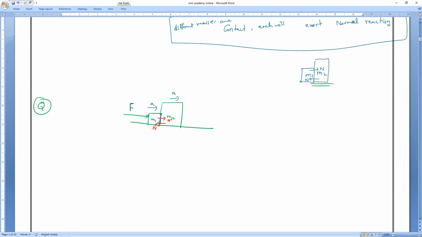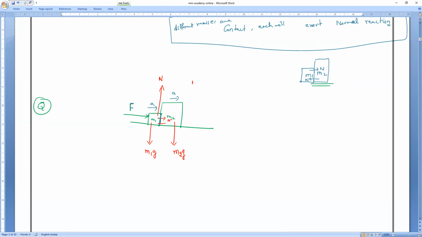Next, the weight of the body which is acting downwards is M1G. And this is also the weight of the body acting on the ground, which is M2G. Then the actual normal force acting in the upward direction is N. Here also the actual normal force is N. So if you want, this N means N1, and here I have taken N1 or N dash.